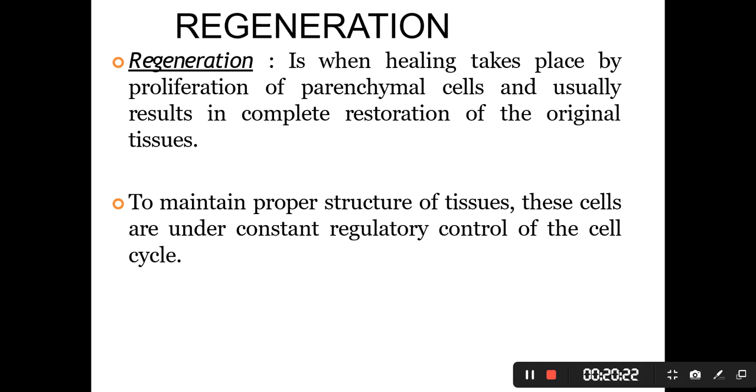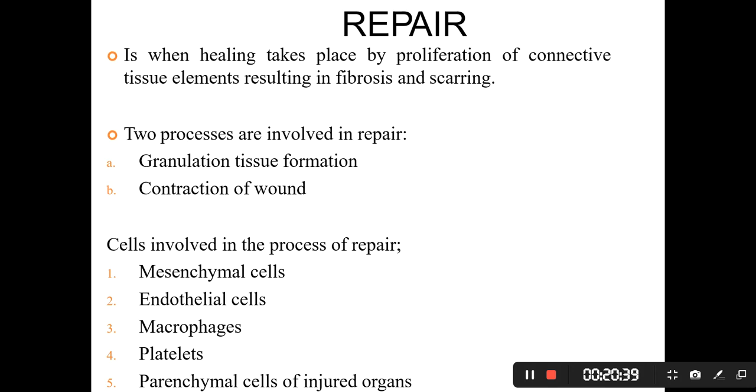So regeneration is when healing takes place by proliferation of parenchymal cells and usually results in complete restoration of the original tissue. So it will look exactly like it was, okay, like absolutely normal. So there is a proper structure maintained, everything. Where repair is, there is a proliferation of the connective tissue elements resulting in fibrosis and scarring, some patchwork scene. There are two processes happening in repair. There is a granulation tissue formation and then there is a contraction of the wound. So cells involved in the process of repair are, so many cells are involved. There is mesenchymal, endothelial, macrophages, platelets, parenchymal cells.